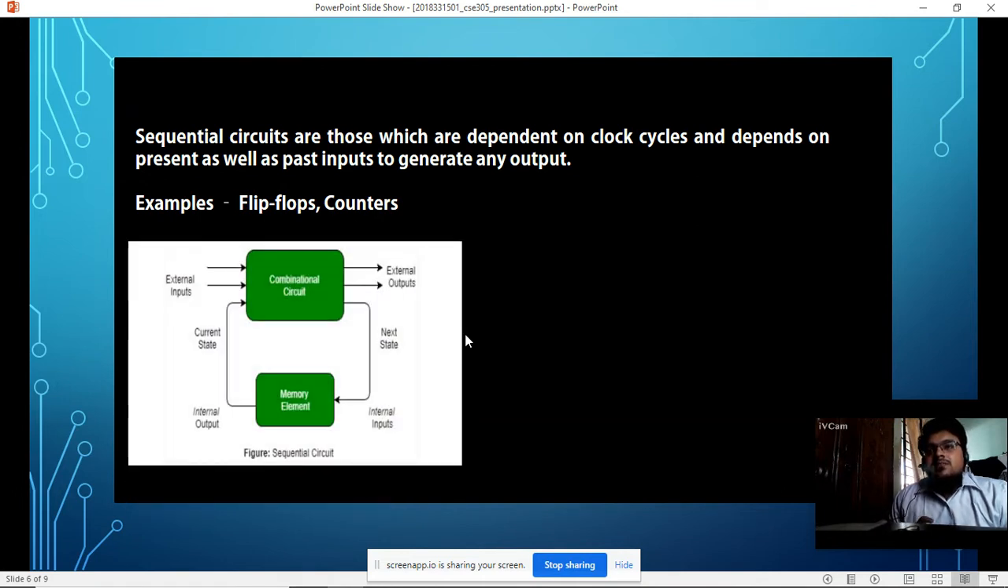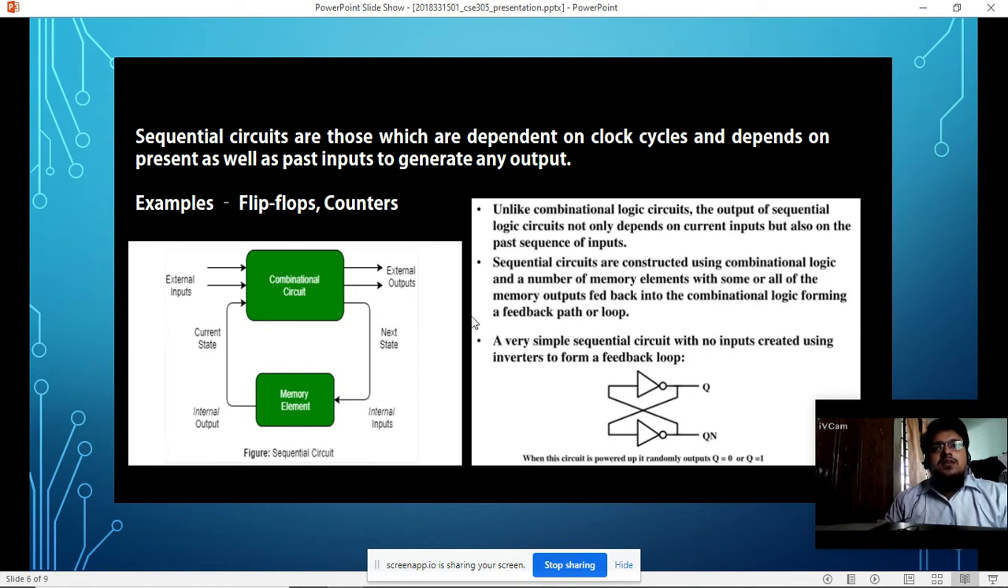So this is the figure that I have included. You can see a clear difference here. We have a memory element inside our sequential logic circuit, but in the combinational logic circuit there is no memory element needed. So the external inputs go in and produce outputs, and of course the carry bit or the next state will come to the memory element and it will be added in with the external inputs.